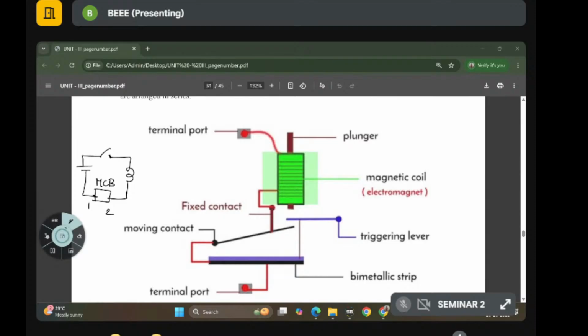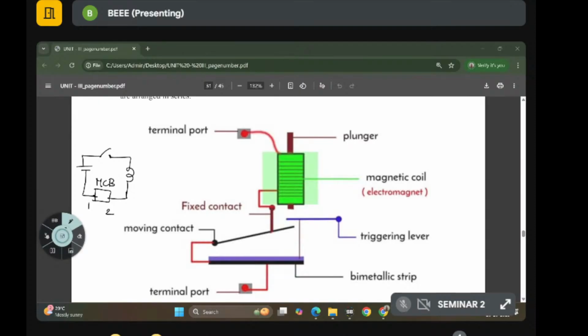What is the amount of current flowing through the fuse? The same full load current flows through the element. The amount of current flowing through the fan or winding will flow through the MCB. No different current, the same magnitude will flow.